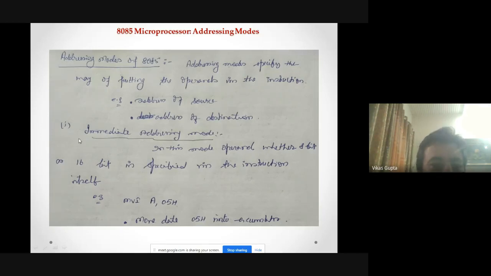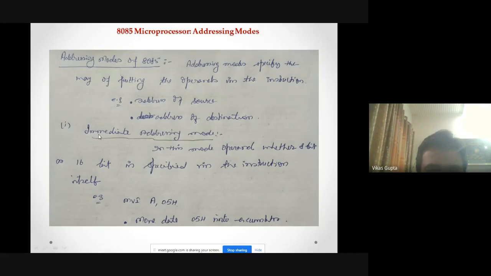So the first addressing mode is immediate addressing mode. In this mode, the operand, whether 8-bit or 16-bit, is specified in the instruction itself. Here we can take an example: the instruction is MVI A, 05H, where the meaning of this instruction is move immediate the data 05H into accumulator. Here 05H is the data.